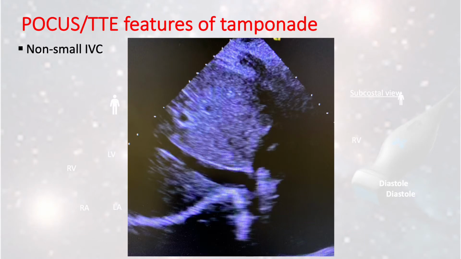Now, moving on to echo or ultrasound, there are three, or you can say four, echo or ultrasound features of tamponade. One is the IVC being distended due to the pressure exerted by the fluid in the pericardial sac on the right heart chamber, specifically the right atrium. A small IVC almost rules out tamponade, so you can start with this relatively easier to obtain image.